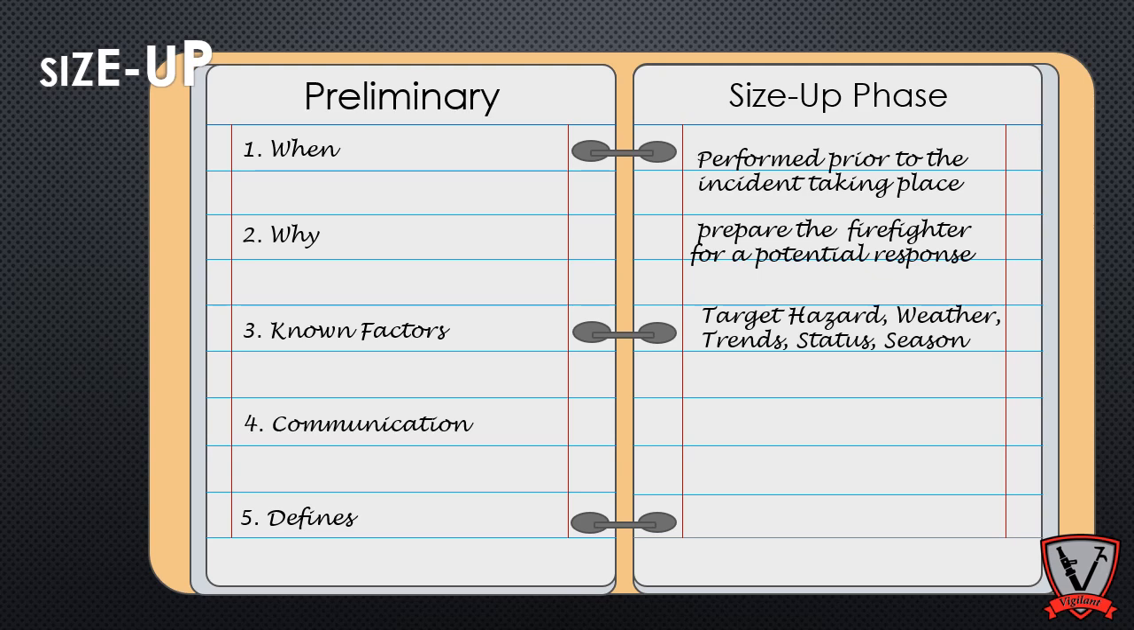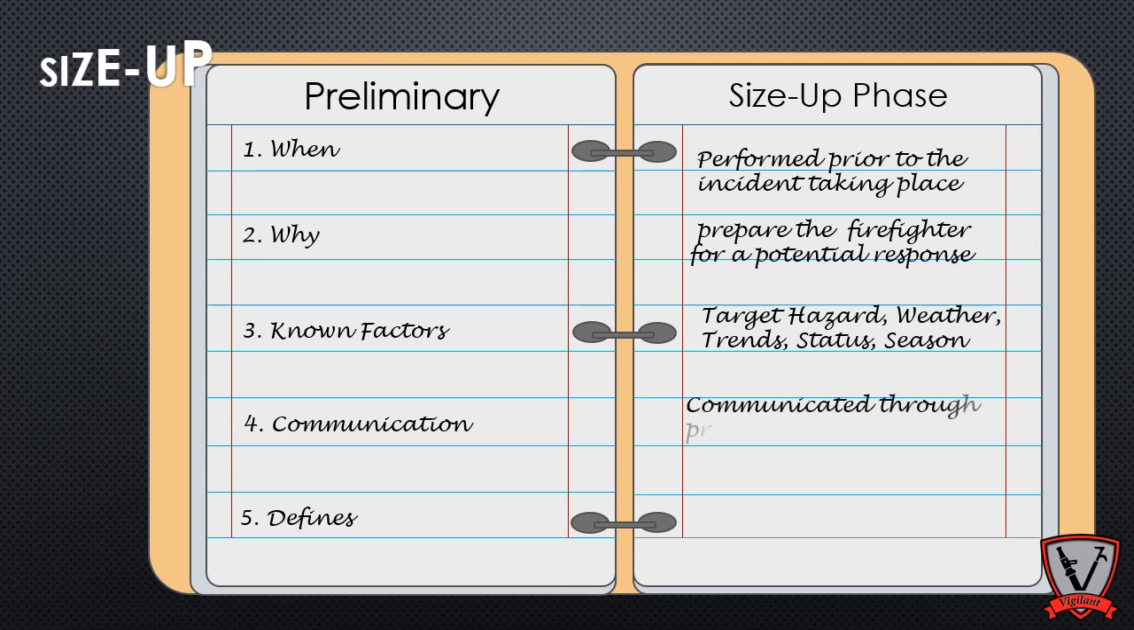What is the status of your apparatus? Are all your apparatus in service, or is your frontline ladder truck out of service? And what season is it? Beyond weather, what season is it? Is it Black Friday and it's shopping season, where the roads in your commercialized areas are going to be a little bit heavier trafficked? Or is it the middle of summer, when you know that some of your target hazards with special occupancies like schools aren't going to be occupied?